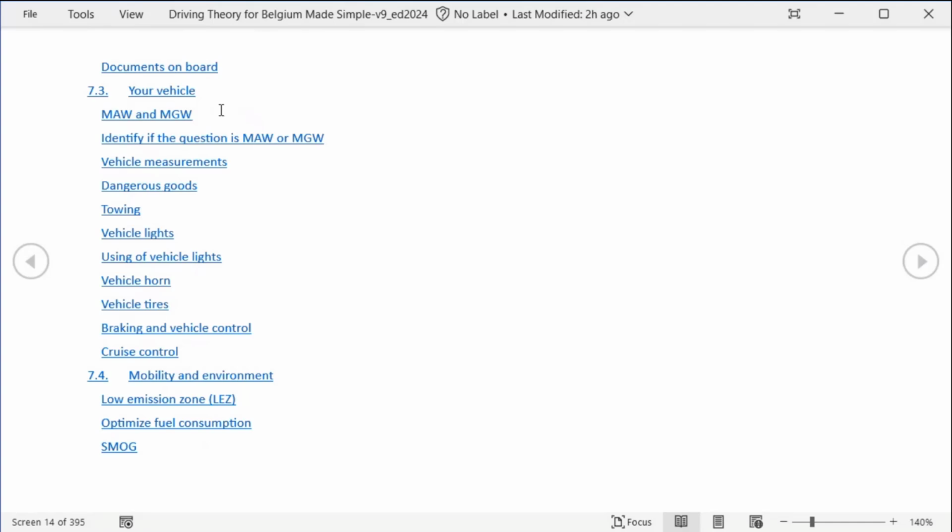Again, it's not difficult. I'll give you a clear explanation on how to identify this, how to identify the other thing. A very short mnemonic to remember, just 4 letters, and then you will be able to answer these questions correctly. So here we'll see if we can identify whether a question is about MAW or MGW.